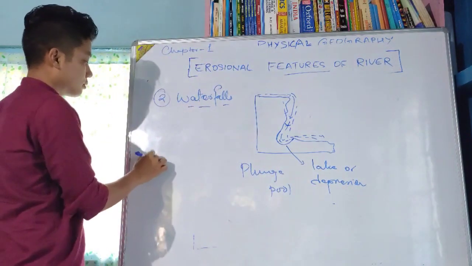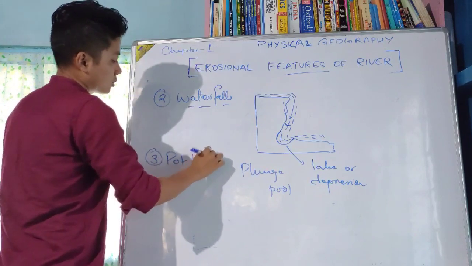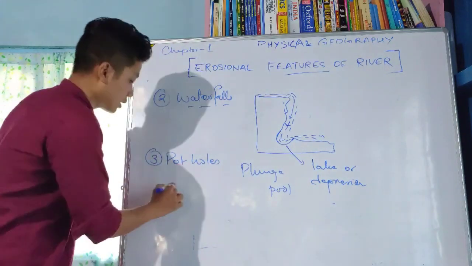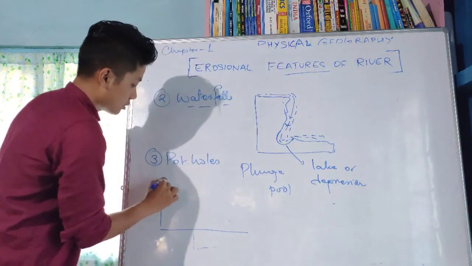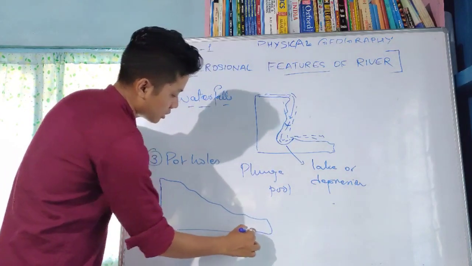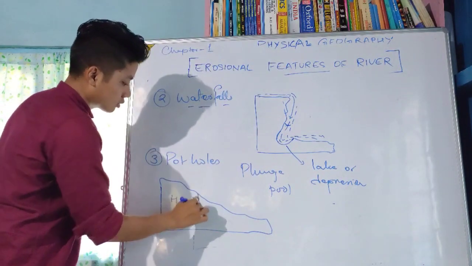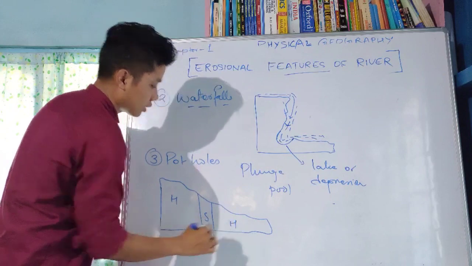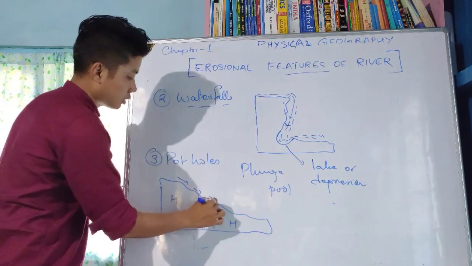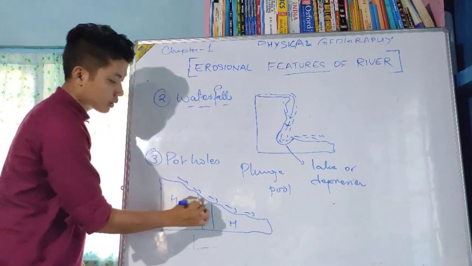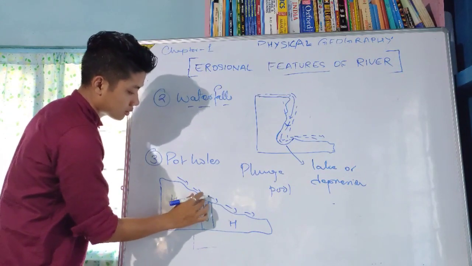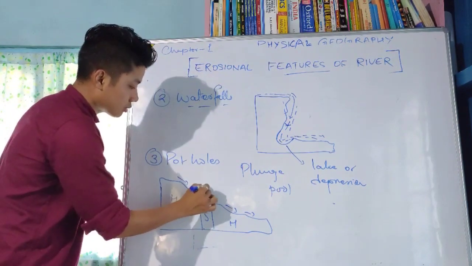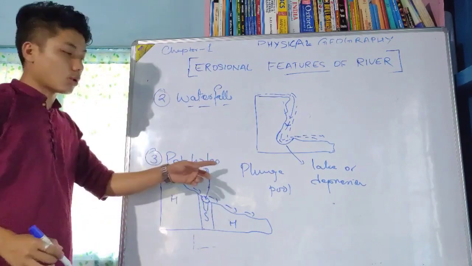Okay, next, number 3, we have potholes. See, sometimes the rock is composed of alternate bands of soft rocks and hard rocks. Like for example, if this is a river bed, this is hard rock and this is soft rock, and these are hard rocks. Sometimes because of the action of the river, a hole or a depression is formed in these soft rock beds. These particular holes are considered potholes.